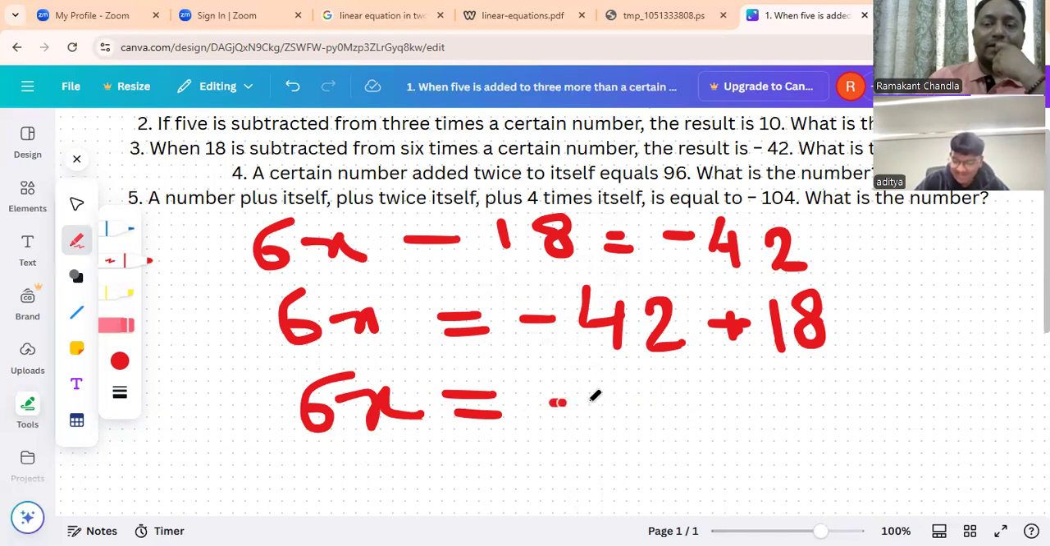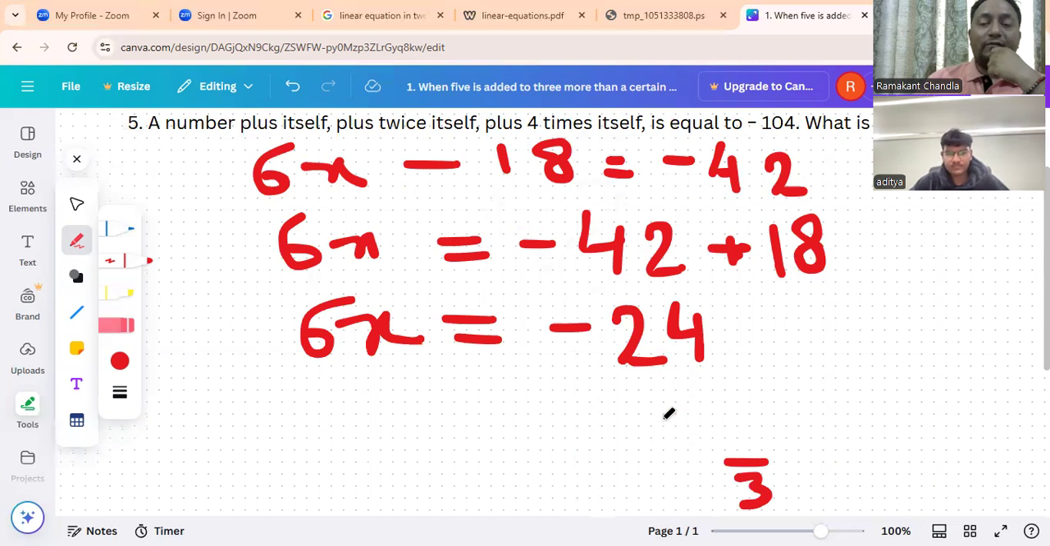Sorry, sir, I always forget the easiest math. It will be 24. Sorry, negative 24. Why? Because it's negative 42 plus 18, and negative 42 is the bigger number here. Yes, because the negative value is more than the positive one. So we have to put the negative sign here. And then we are going to get x equals minus 4. Superb. That is what the answer should be.